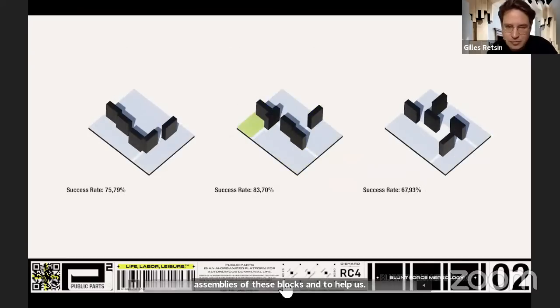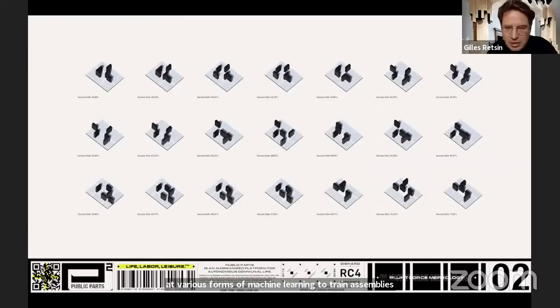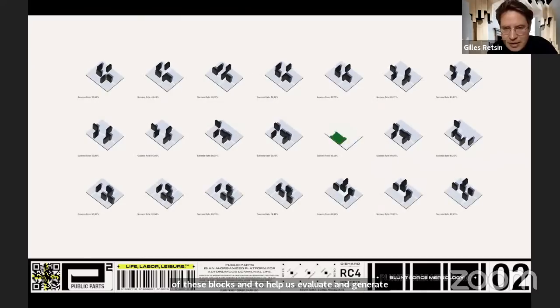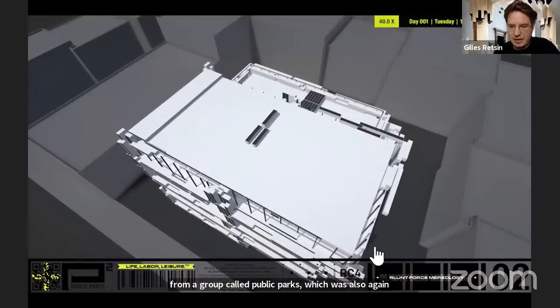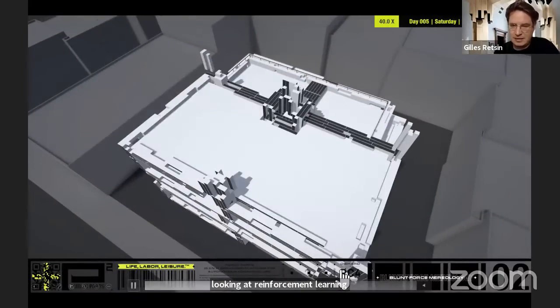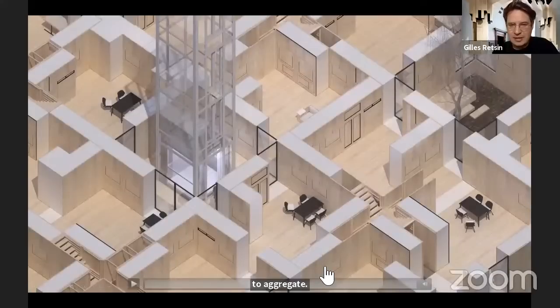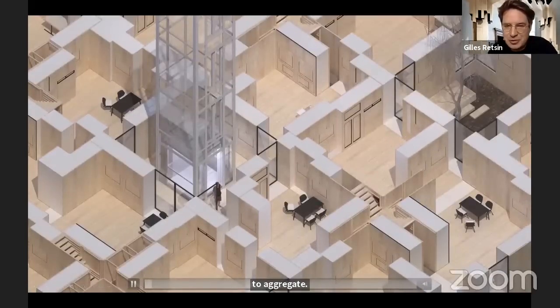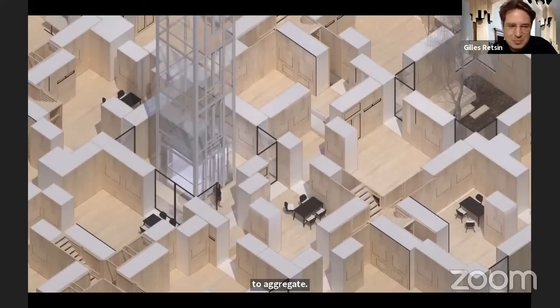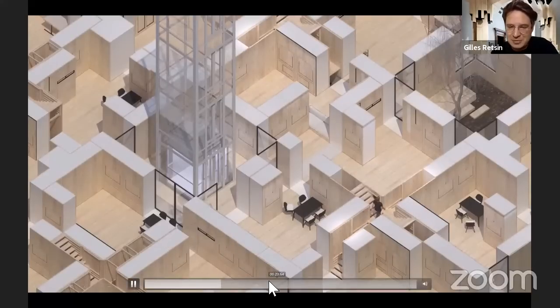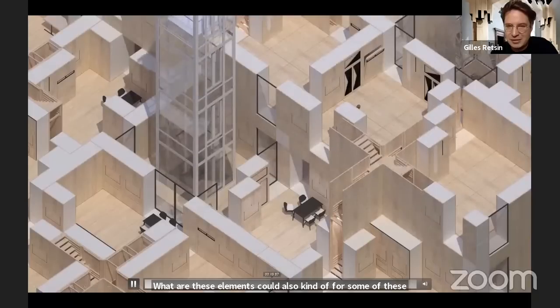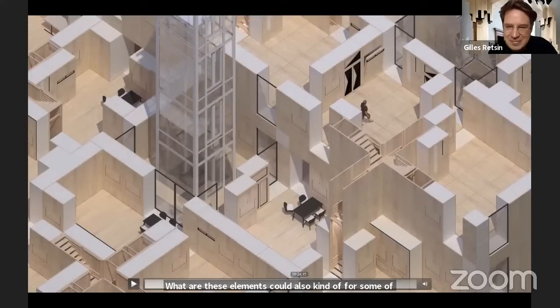So this is work from last year from a group called Public Parts, which was also looking at reinforcement learning to aggregate various building elements in a platform, but also considering larger consequences for what it means to live in those buildings, right? And questioning also the fixity of these elements. What if some of these elements could change over time? What if the robot keeps living in those buildings?